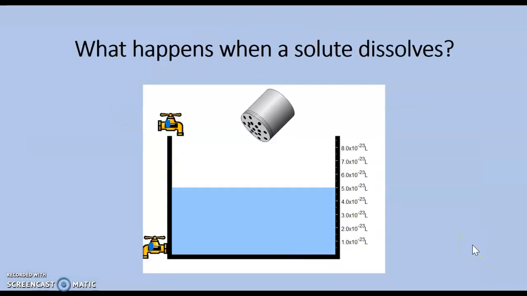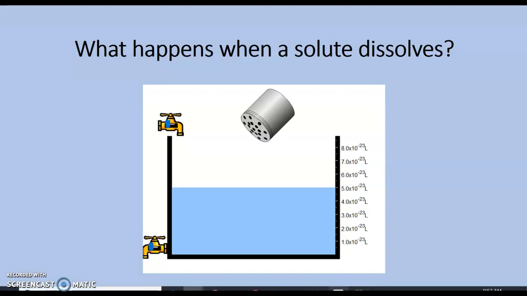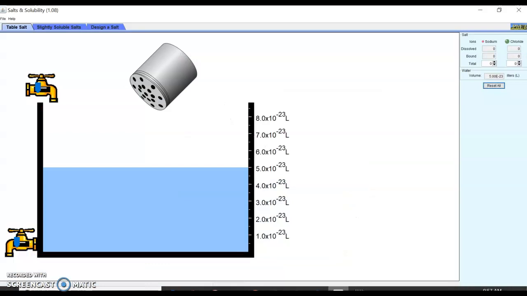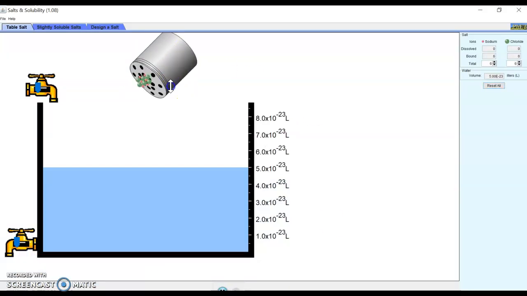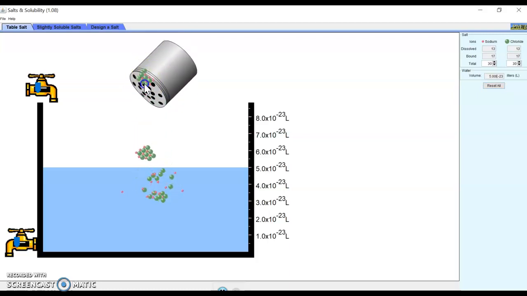Alright, so one thing we kind of have to dissect here is what happens when a solute dissolves into a solvent. So for example, salt into water. Does the salt just stay as a whole molecule and just kind of float around? So I have the simulation for you. So this is table salt, sodium chloride. So let's see what happens when salt dissolves in water.